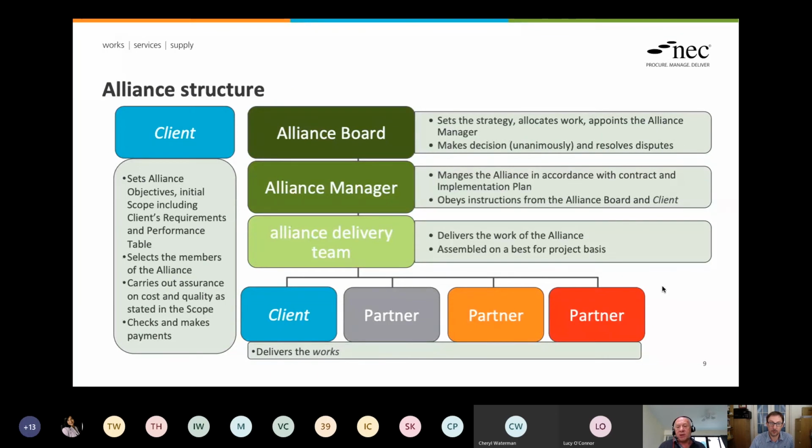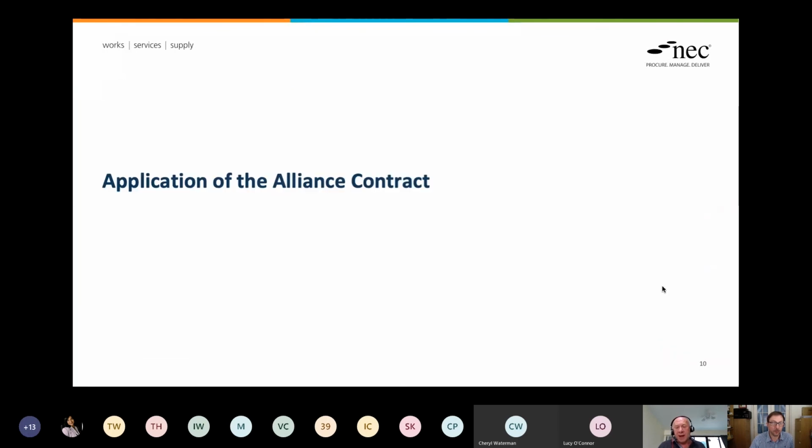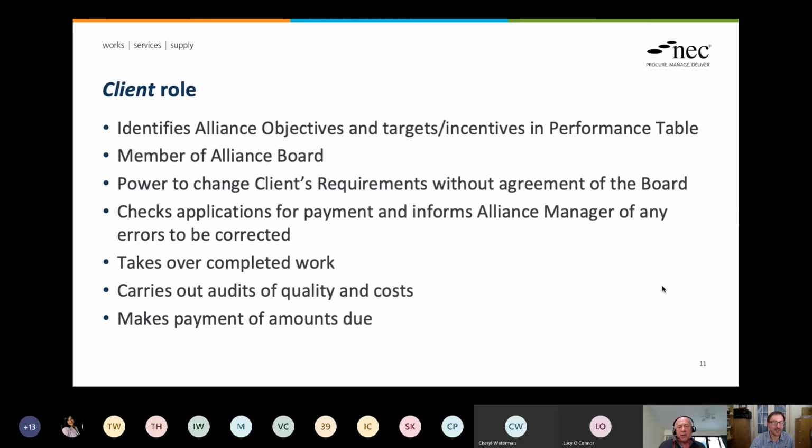So interesting concept. Okay, so that wasn't such a quick recap, but anyway, it was a recap. So, application of the alliance contract. We'll do this one slide at a time between me and Tim, and anybody else who wants to chip in and comment is most welcome. And maybe we'll just add to what each other has to say.